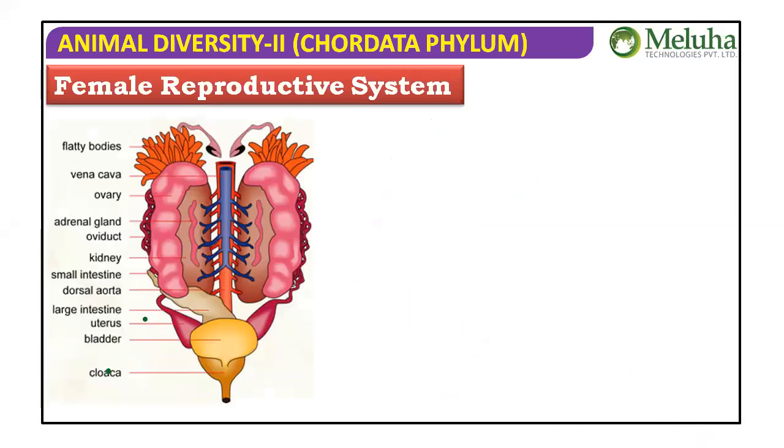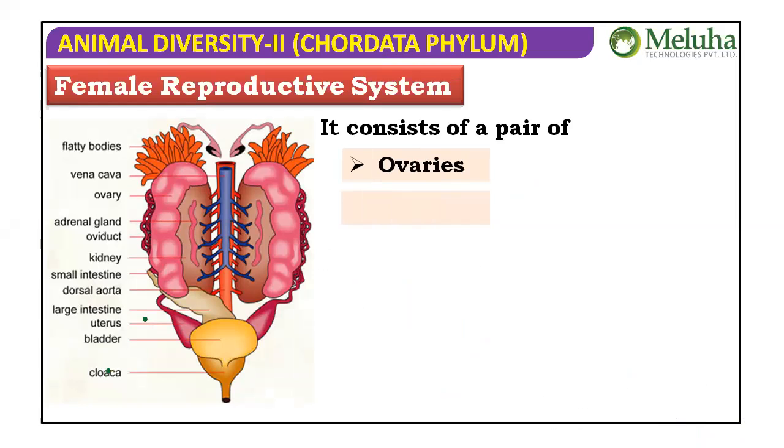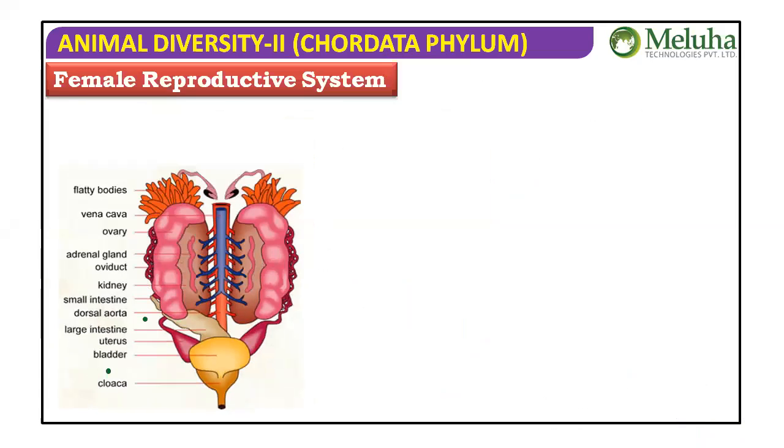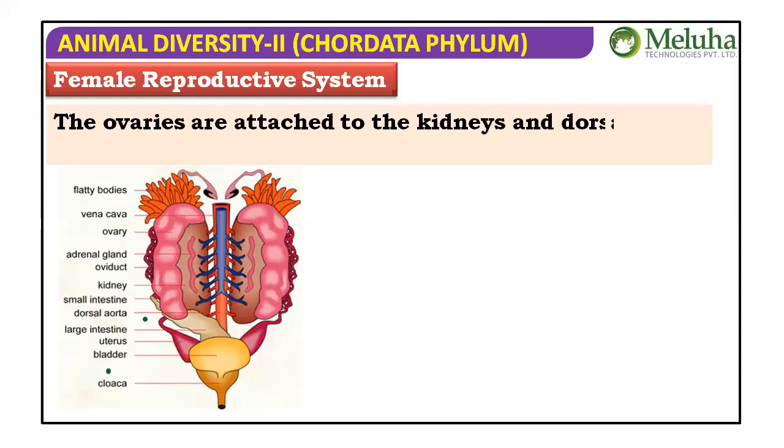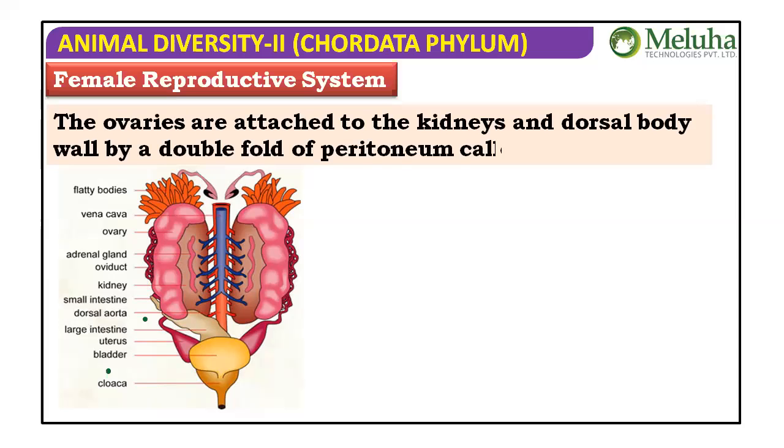Let's talk about the female reproductive system. Here also they're closely associated. You see here the ovary and kidney. The connection of the testis with the kidney is the mesorchium; here also it is the same, the meso-ovarium. A pair of ovaries and oviducts are present, and the cloaca is present as usual, a common opening for the anus, genital and excretory areas.